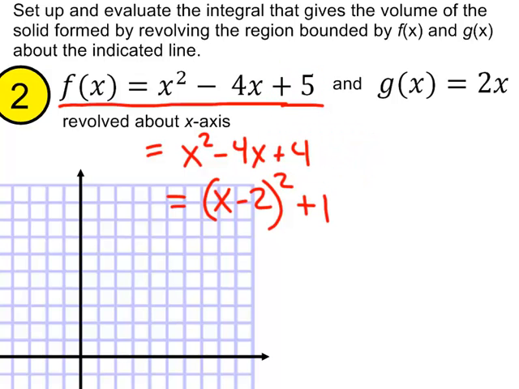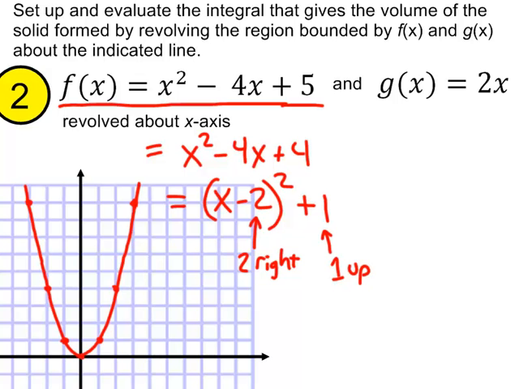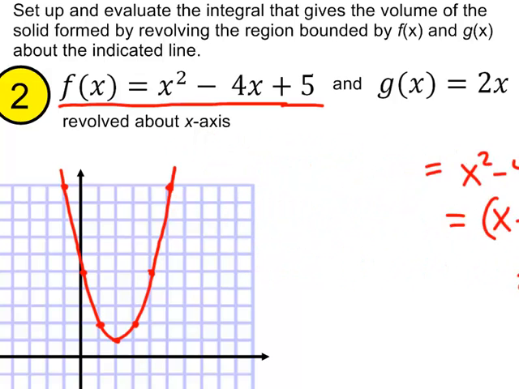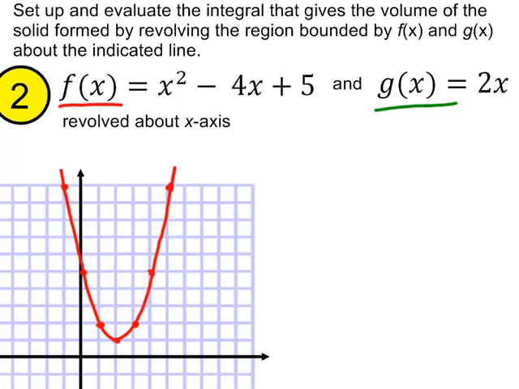So what did that do for us? It allows us to envision our function as a translation of our basic parabola. So here's our basic quadratic going through the origin with vertex at the origin, and we'll move it over 2 and to the right, and then up 1. And there's our f of x. Now g of x, 2x, it's a line through the origin with a slope of 2.